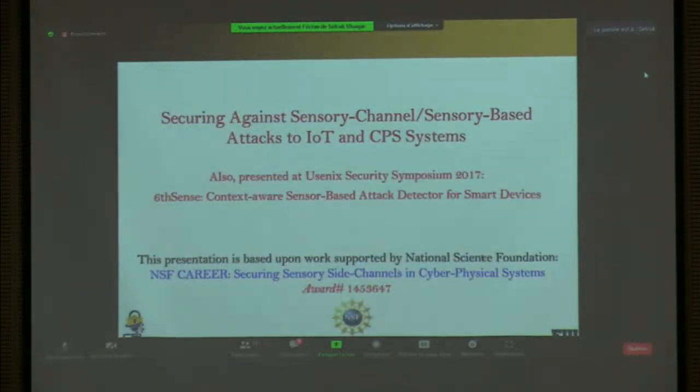So the first one is securing against sensor channels, sensor-based attacks to IoT and CPS systems. This was a study that I started in 2013-14 timeframe. It was the basis of my NSF Career Award. NSF Career Award, some of you may know, it's one of the prestigious awards in the US given to early scientists. It's like the Marie Curie Fellowship in Europe circles.